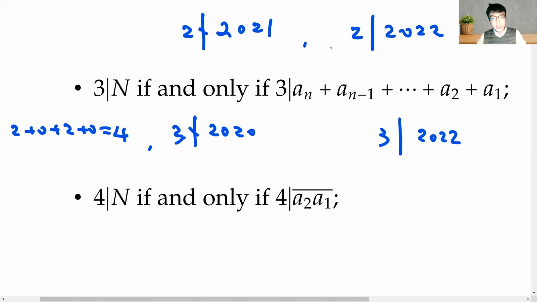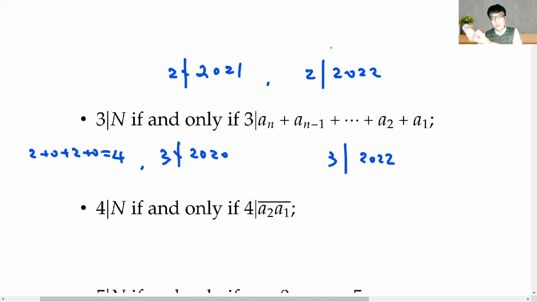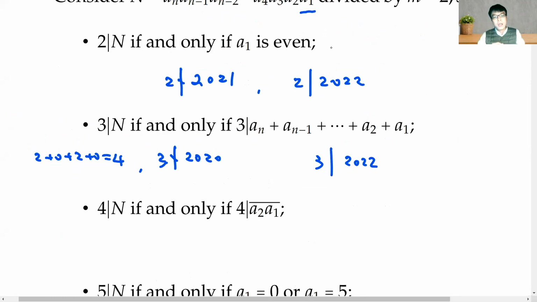And next, we consider divisibility test for 4. Here, we only check the last 2 digits. If the last 2 digits make a 2-digit number divisible by 4, the original number will be divisible by 4. For example, 2020 is divisible by 4 because 20 is divisible by 4. And 2022 is not divisible by 4 because 22 is not divisible by 4.